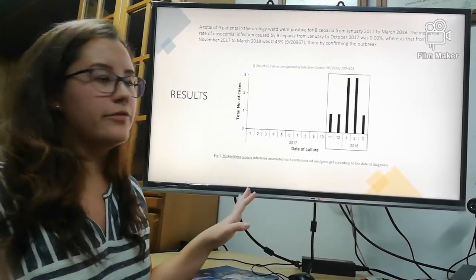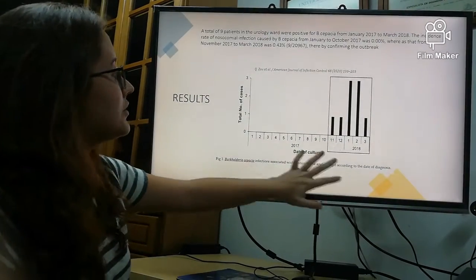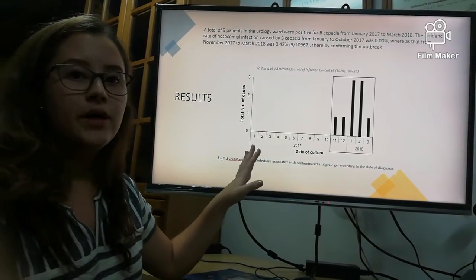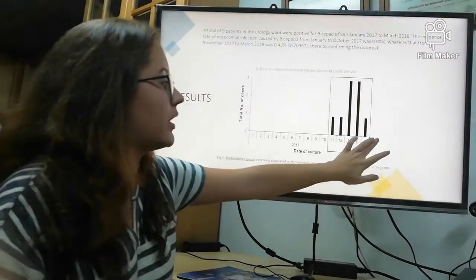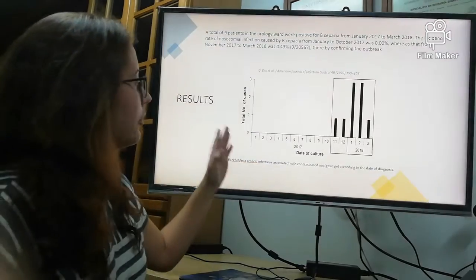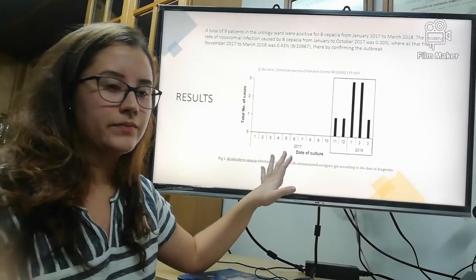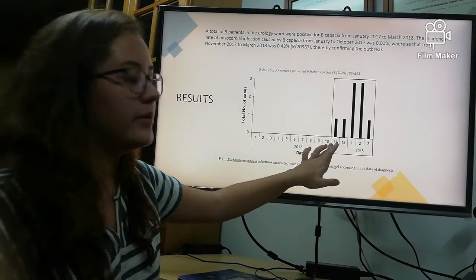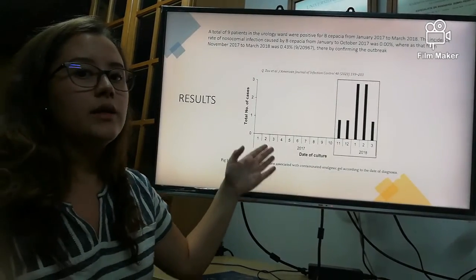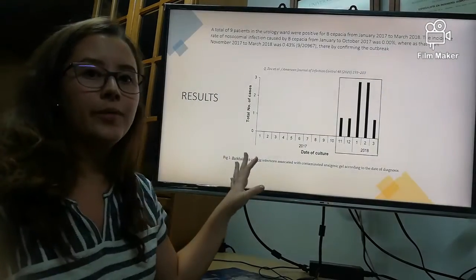This epidemiologic curve relates the total number of cases of infection and the date of culture. A total of 9 patients in the urology ward were positive for B. cepacia from January 2017 to March 2018. The incidence rate of nosocomial infection from January 2017 to October 2017 was 0%. But from November 2017 to March 2018, the incidence rate was 0.43%, thereby confirming the outbreak.